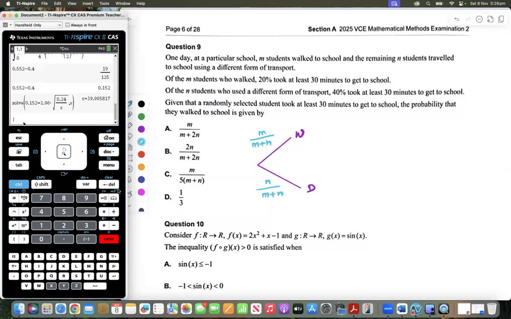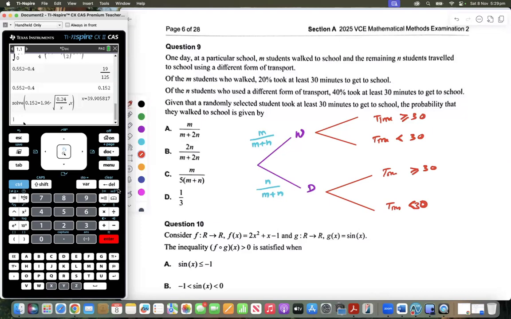Then the M students who walk to school took at least 30 minutes to get there. At least 30 minutes means it should be a larger number than 30 minutes, right? So time is greater than or equal to 30. The other branch is time is less than 30. Here also, this branch, your time is greater than or equal to 30, and that branch, your time is simply less than 30.